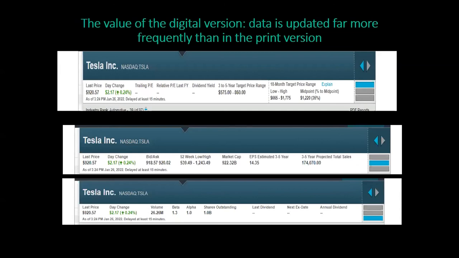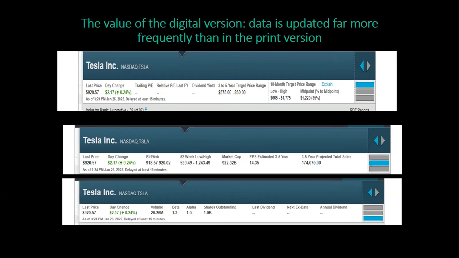So what I've done here is, on the bar on the right side, there are 3 different bars, and I've shown what happens if you click on each of those 3 bars. The top bar will give you the last price, of course. It'll give you a 3 to 5 year target price range. It'll give you the 18-month target price range.